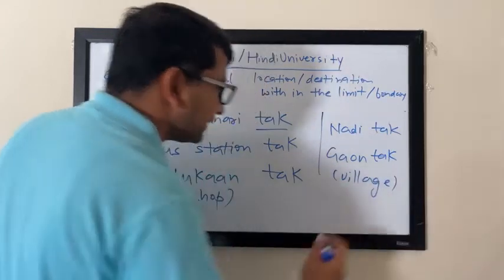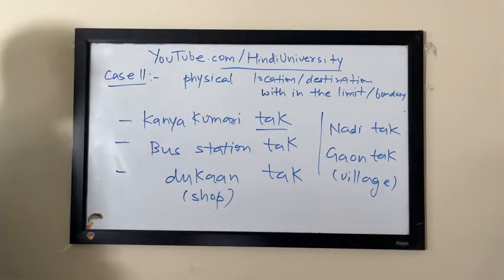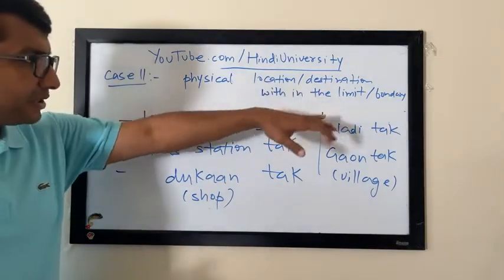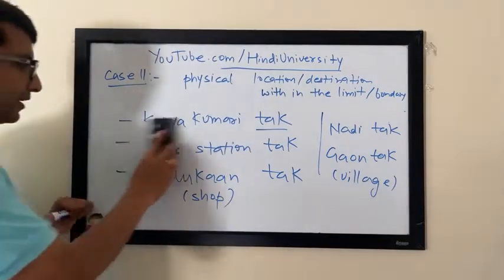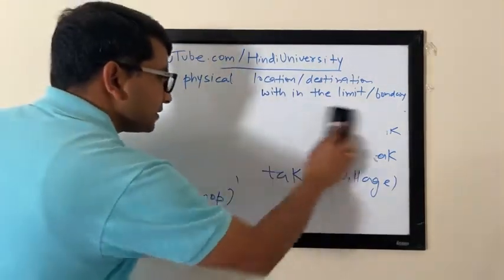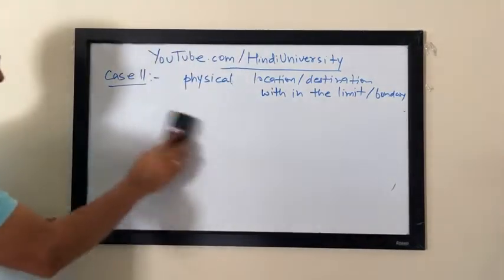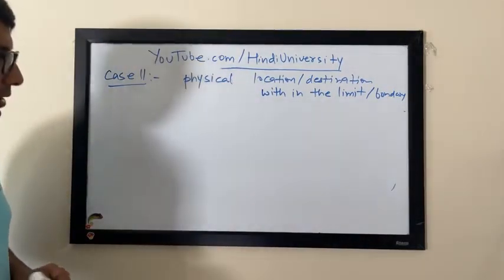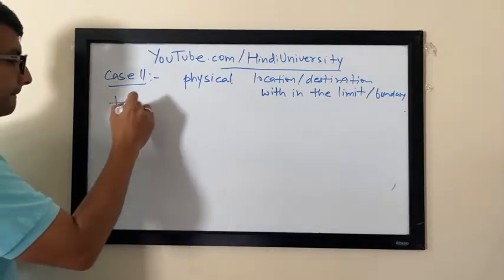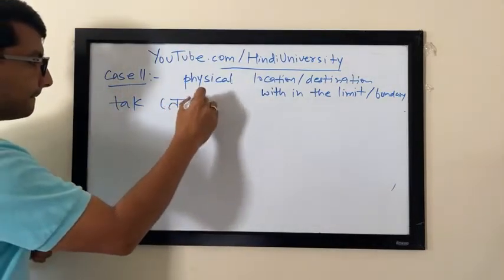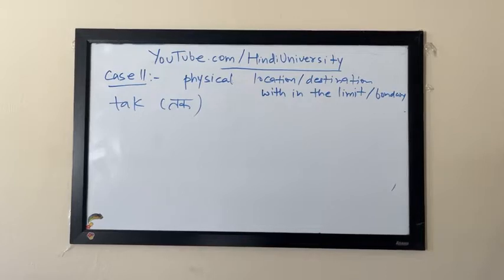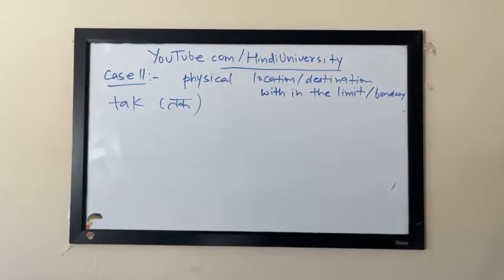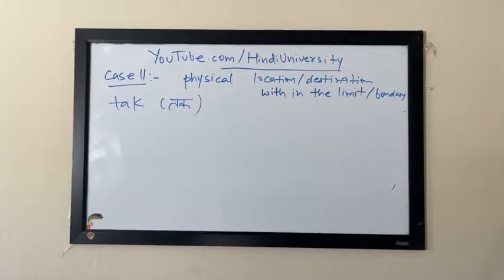Now let's try to make simple sentences where you are moving towards a physical destination, but again within the limit or a boundary. Okay, so I encourage all of you to think about some sentences. Simple sentences are fine, but where you will use tak. I'm going to give you some time so you guys can think about some simple sentences. Rather than it coming from me, I want to see how you guys think about simple sentences there.